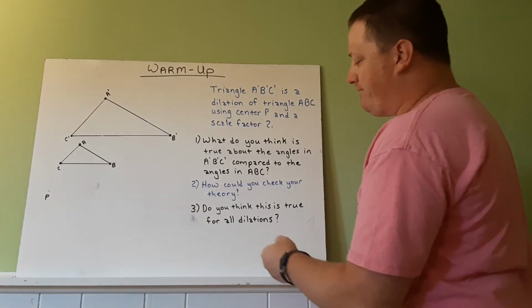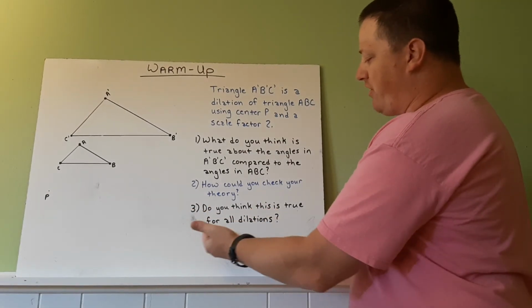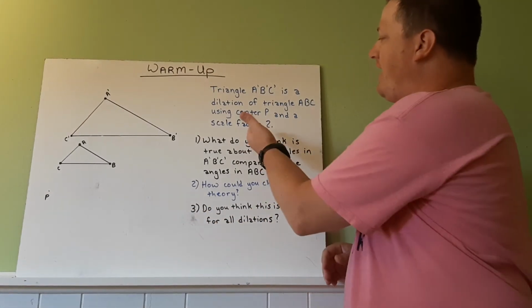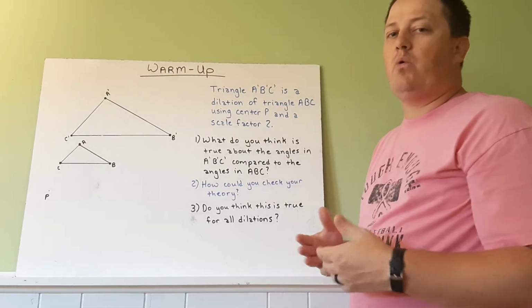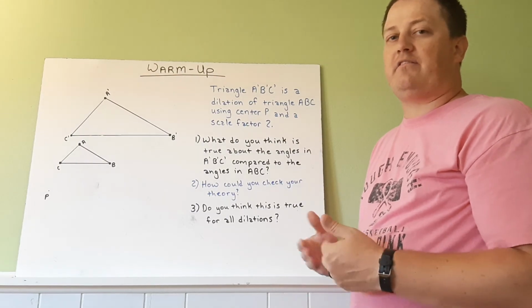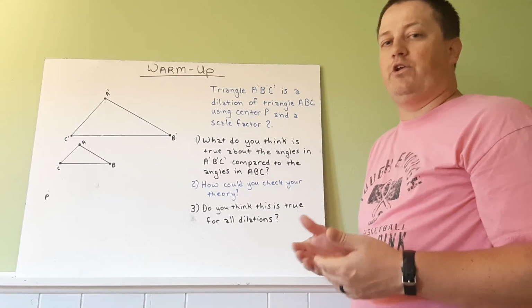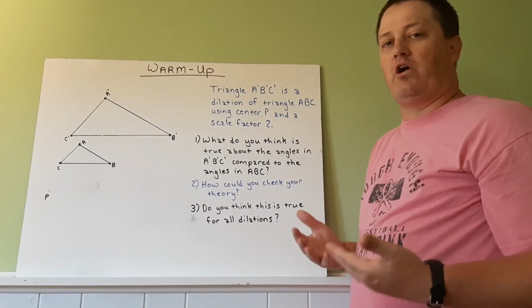And then 3, do you think this is true for all dilations? So this was a dilation with a scale factor of 2. If we did a scale factor of 3, would your theory hold up? If we did a scale factor of 1/2, would your theory hold up? Does it work all the time?